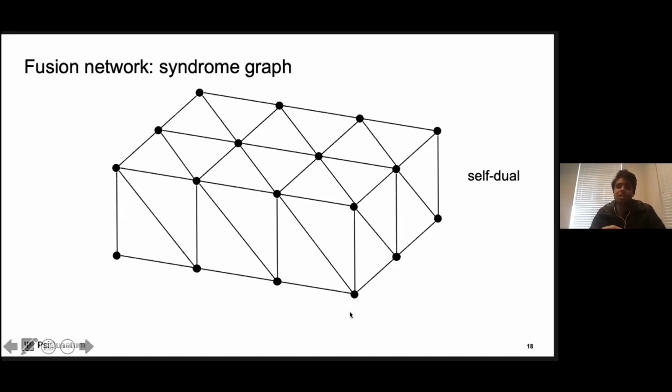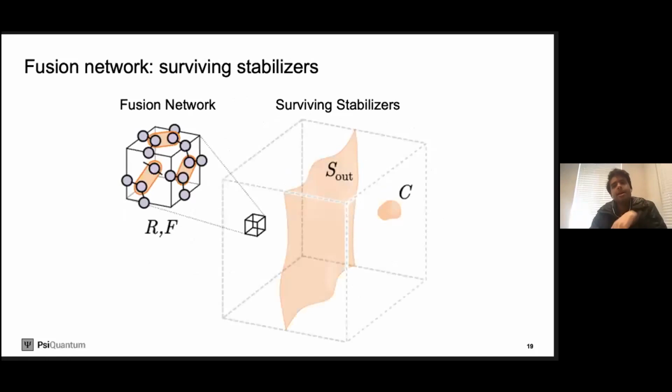And in general, this is just one example, but you obtain a different fusion network with different fault tolerance properties depending on which resource states you use, how you arrange them, and how exactly you decide to get redundancy in your fusion network. If we look at the surviving stabilizers in this particular fusion network, they can be described by membranes which span across the logical qubit. And essentially, there are many membranes which span the logical qubit, which are topologically equivalent, which is essentially what gives us fault tolerance in this particular fusion network.